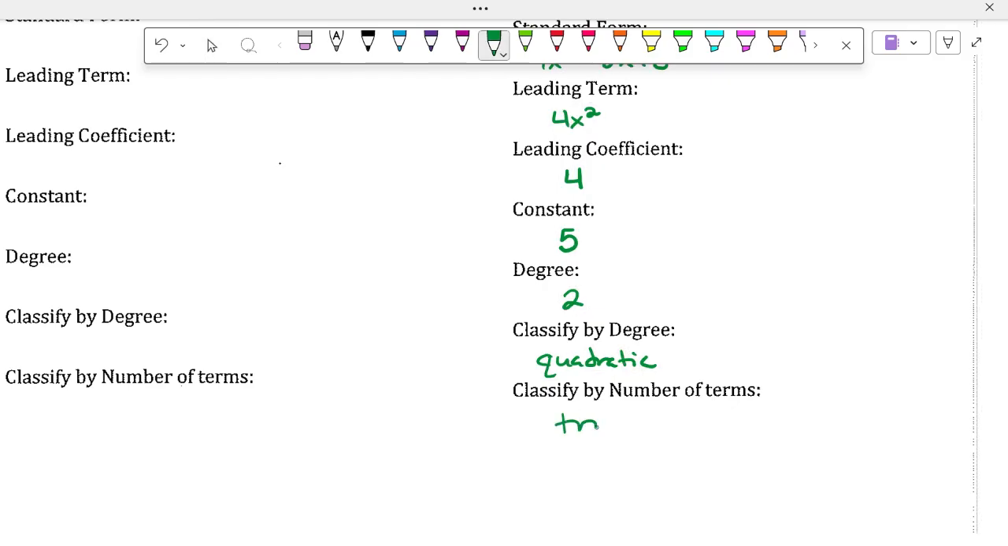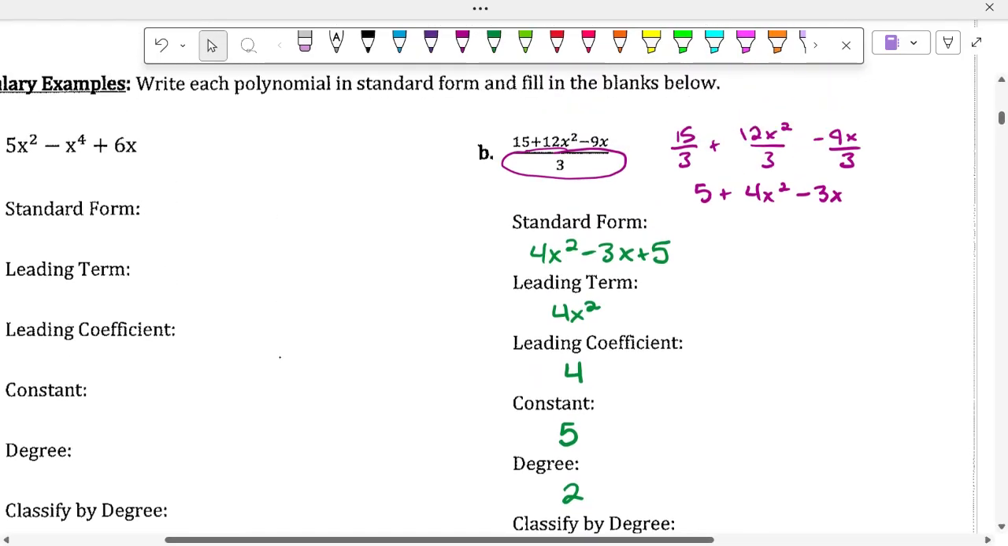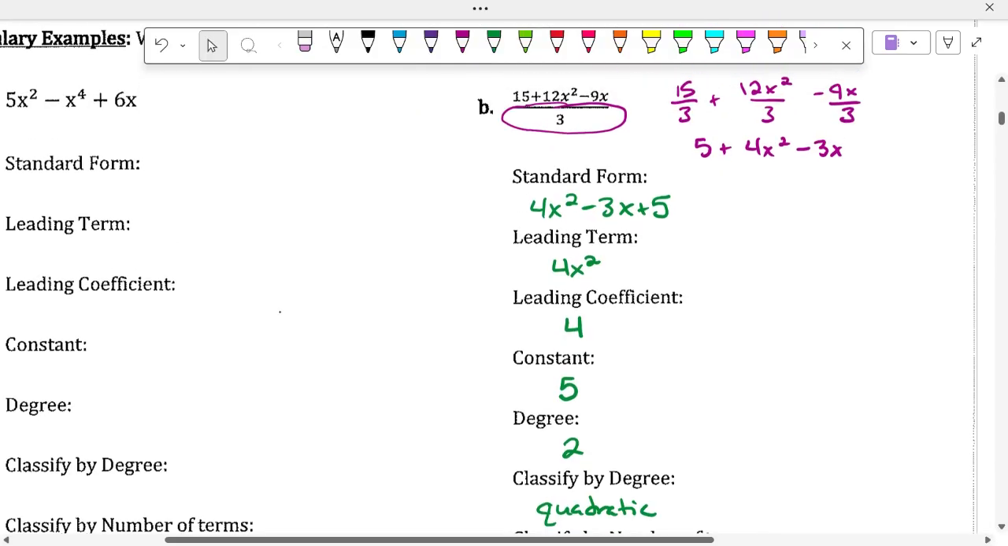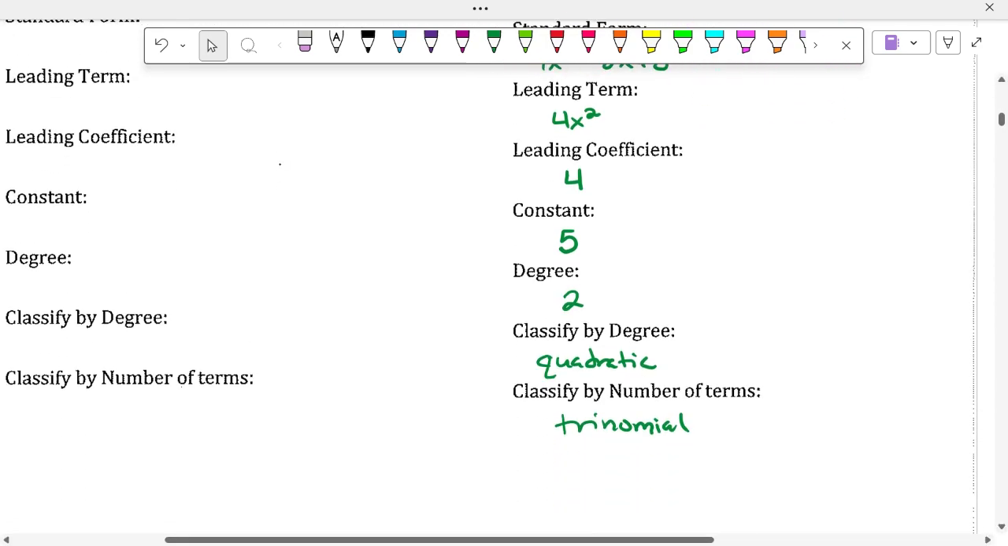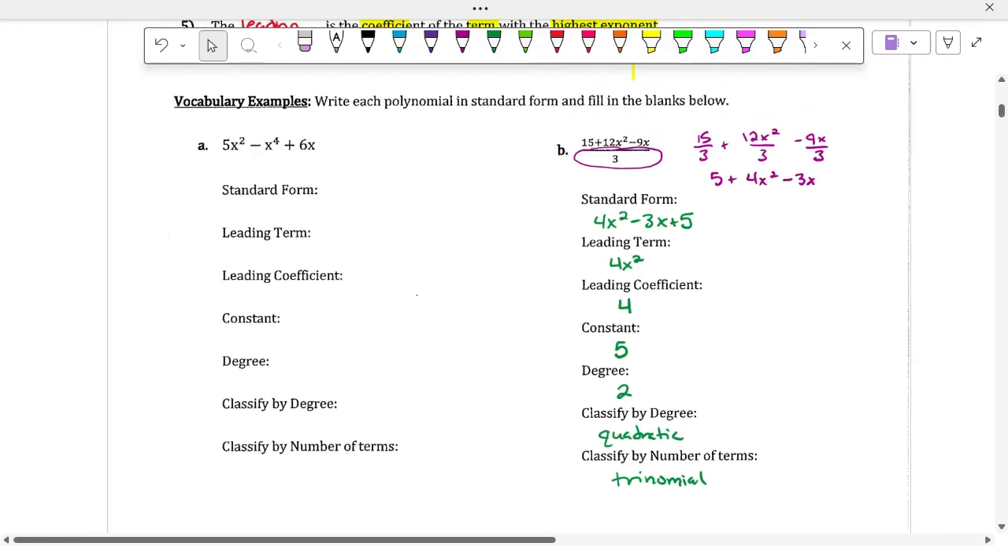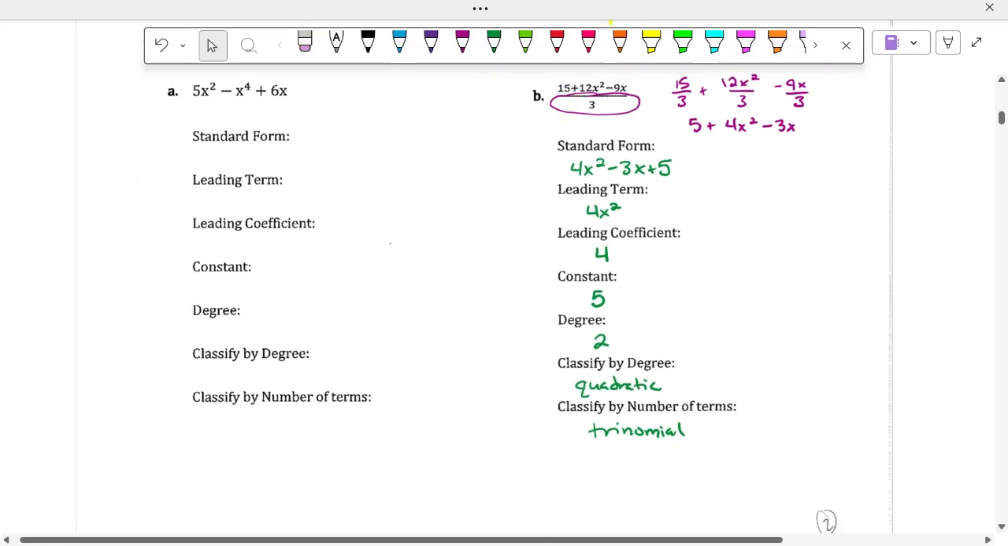Good. So that's all you would do for these, okay? It's just a matter of putting it in standard form. The leading term is usually that first term when you go in standard form. The coefficient is that first number in standard form, and so on and so forth. Any questions on that? All right.